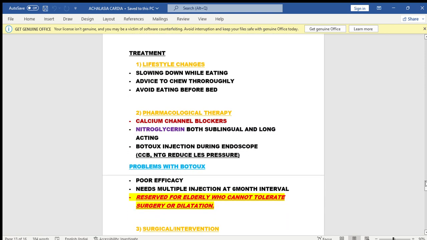Well, treatment, there are three ways to treat it. You have the basic behavioral changes, then you have pharmacological, and then you have surgical.